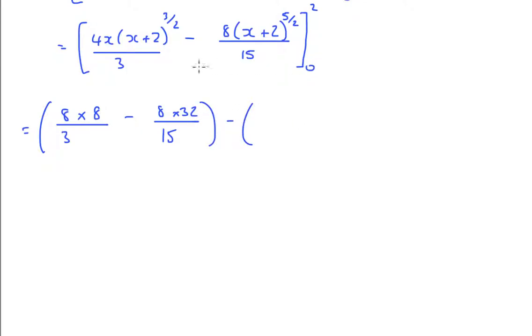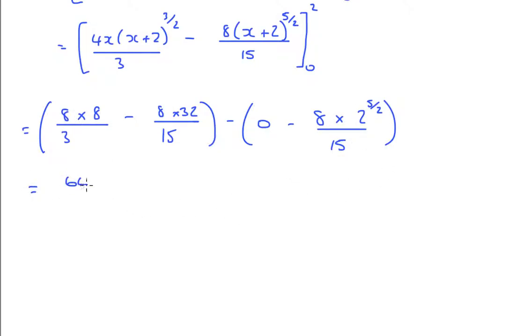Then we're going to substitute 0 in. If we substitute 0 in here, we've got a 0 being times by something, so that bit's going to be 0. Be careful though, this bit's not going to be 0. This bit is going to be 8 times 2 to the power of 5 over 2 over 15. I'll deal with that in a minute.